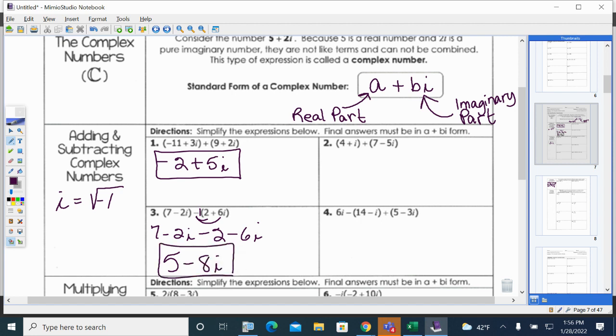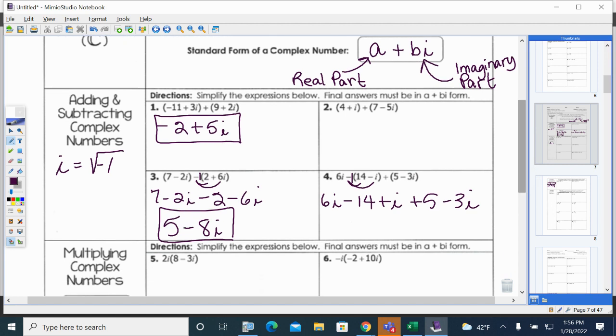I'm going to really quick go through example number 4 because it combines addition and subtraction. There is a minus sign in front, so I'm going to distribute. I'm going to bring down the 6i. -1 times 14 is -14. -1 times -i is a positive i. And then I'm just going to bring down that positive 5 minus 3i. And again, it's just combining like terms.